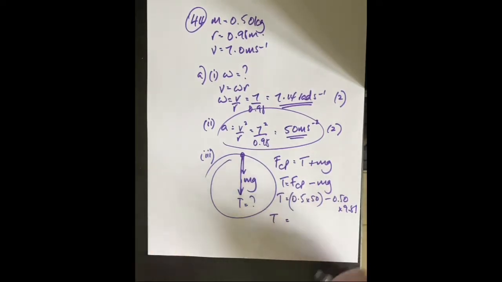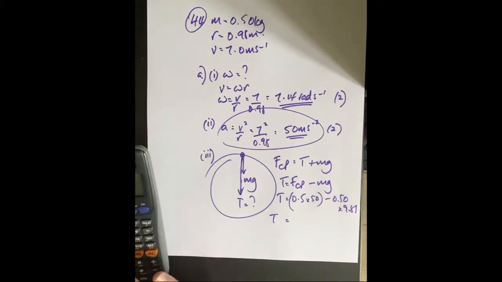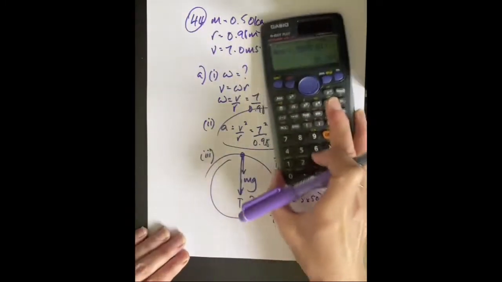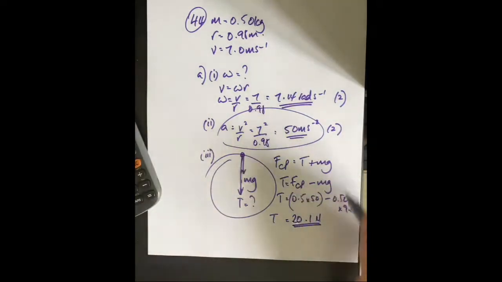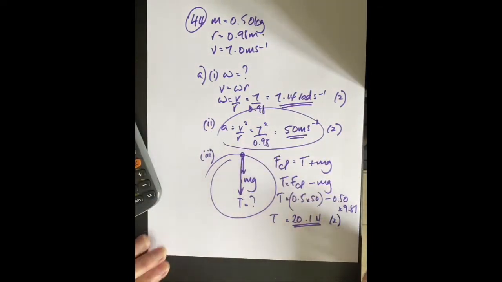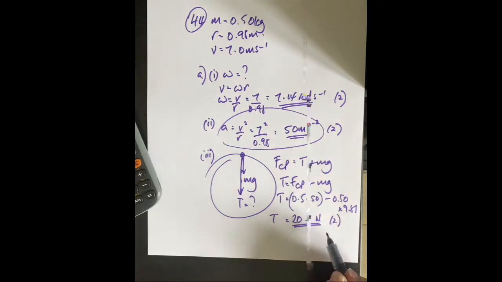Now if you put that into your calculator, you should get, let me just check, 0.5 times 50 minus 0.50 times 9.81 is, and we're rounding to 1 decimal place, 20.1 newtons. So there's a bit more work here. I think this is me marking it 2, 2 and 2. But 1 for the answer, 1 for the unit.